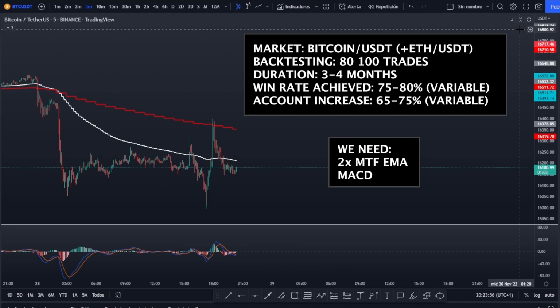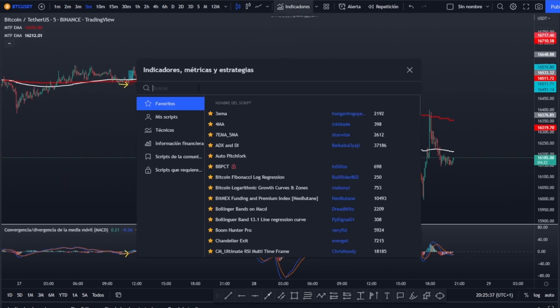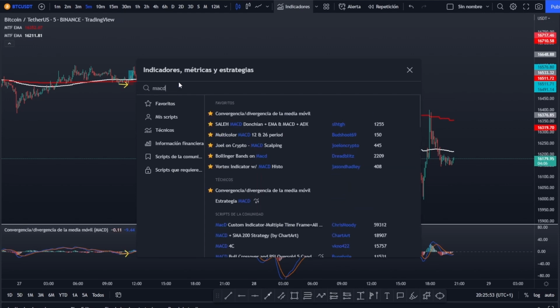Let's go. The first thing we need to set up our strategy would be 2 multi-time frame EMAs and a basic indicator, the MACD. We clear the screen a little and go to indicators, where by simply typing MTF EMA, we will get this one from Ripster 47, for example, and with the MACD exactly the same. We type MACD and this one comes out, the moving average convergence/divergence.